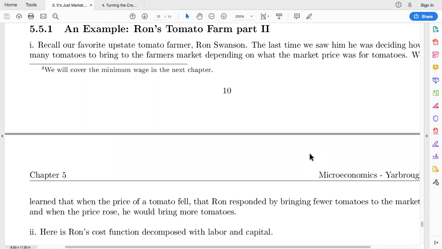So the setup here is that, again, Ron Swanson is a tomato farmer who brings tomatoes to the farmer's market. Now what we're going to do is peel back the onion a little bit on Ron's tomato empire. Specifically, we're now going to consider his capital and labor decisions.